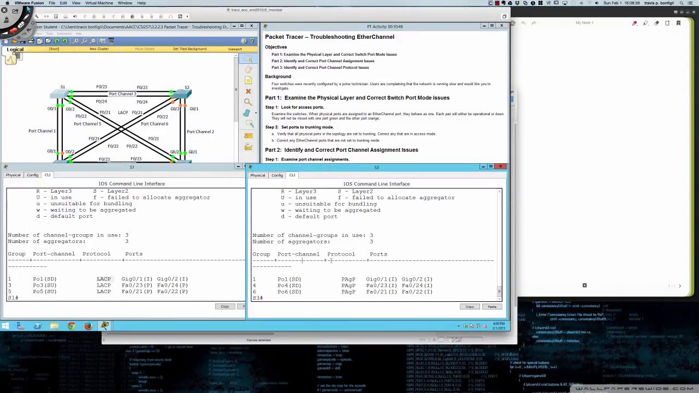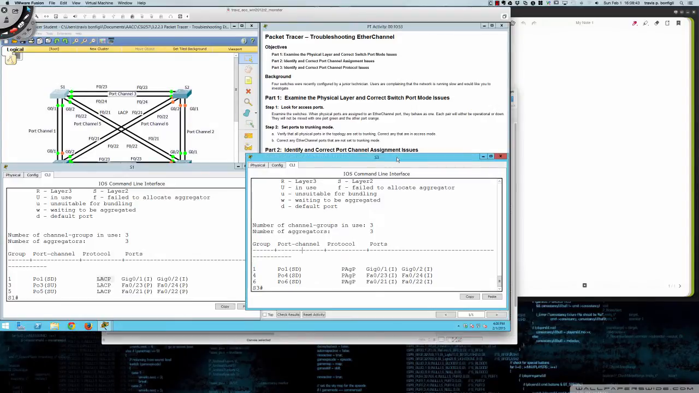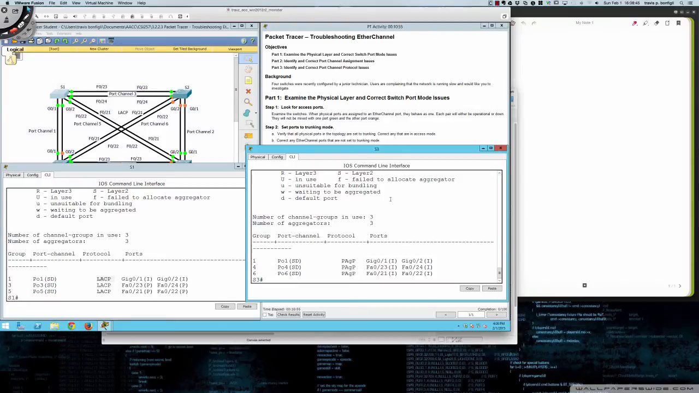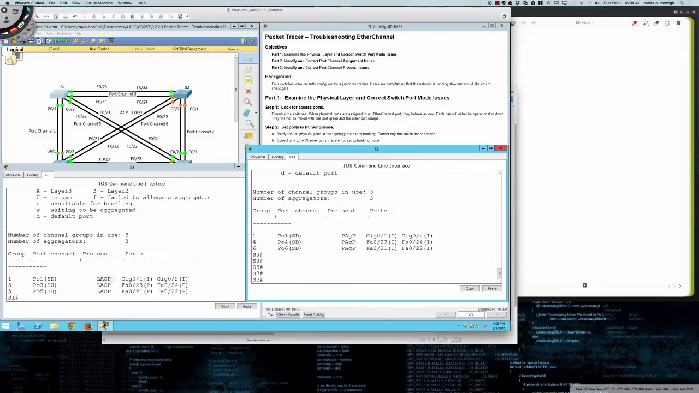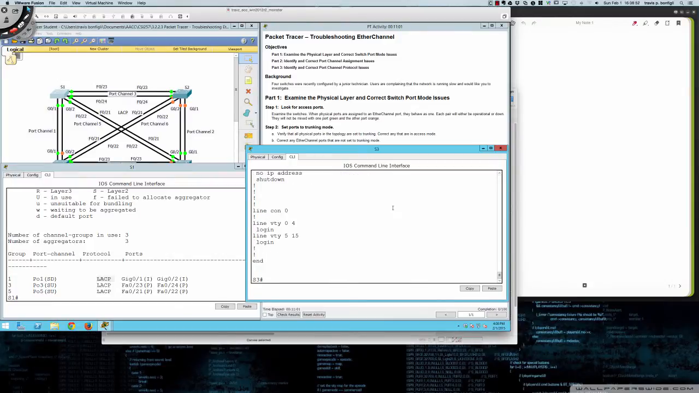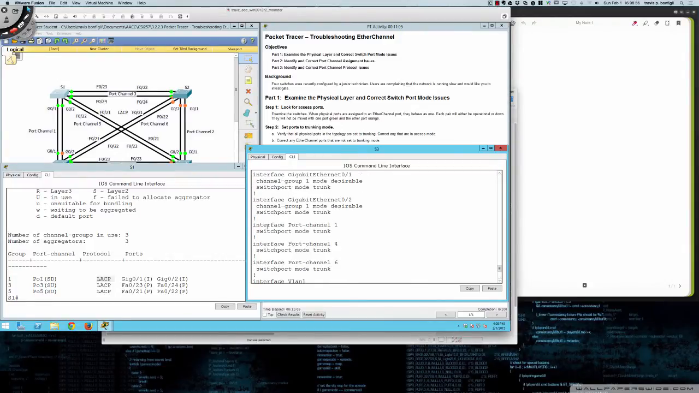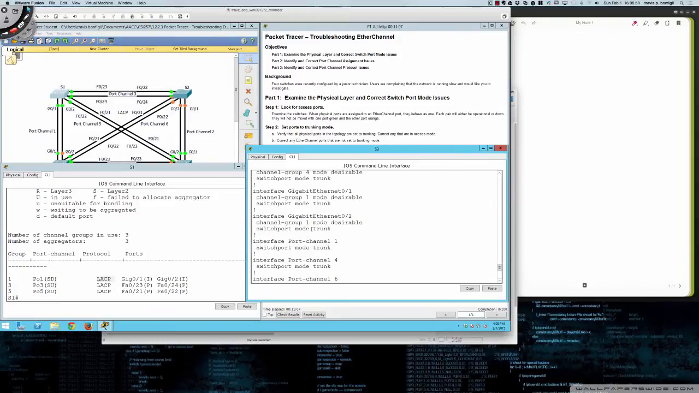So I'm going to go ahead and make the changes here, and we should be able to see rather quickly with the completion percentage. Hopefully it's going to update for me. So if I were to do a show run, and we want to look at Gig 0/1 and 0/2, which are going to be down here at the bottom. So we see interface Port-channel 1, switchport mode trunk, and these are set to desirable, which is PAgP.